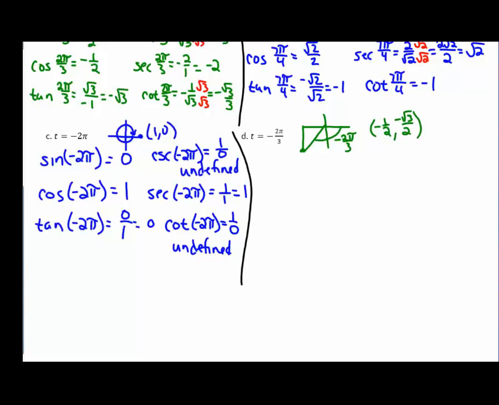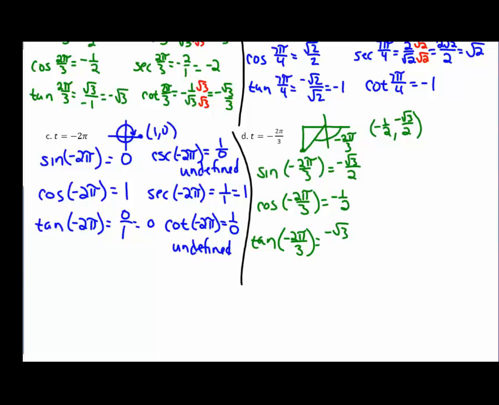All right, so let's take a look at our sine value. Our sine value is our y, so we have negative square root of 3 over 2. Our cosine value is going to be negative 1/2, and our tangent value is going to be, remember, sine over cosine or y over x, so negative square root of 3 over 2 divided by negative 1/2, which is the square root of 3. So now we can do our reciprocal functions.